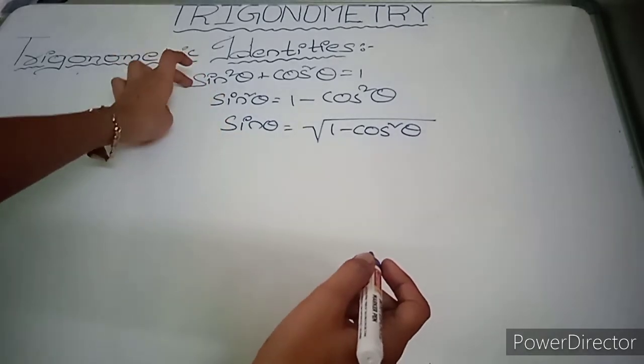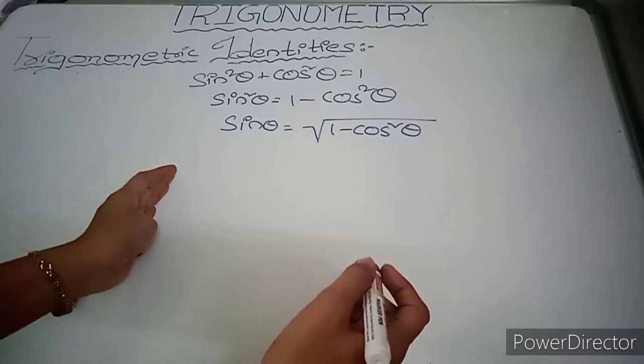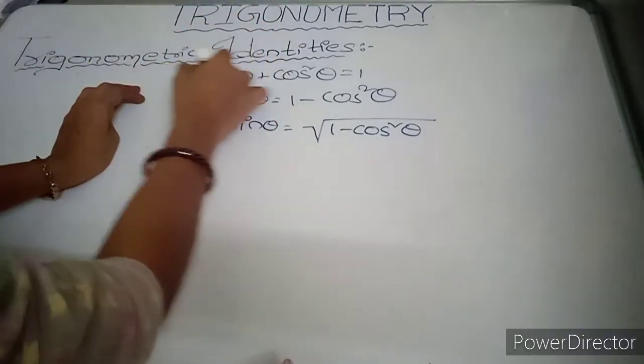See, this is sine square theta plus cos square theta equal to 1. This is a trigonometric identity, and these are also identities. These identities are based on this first identity.